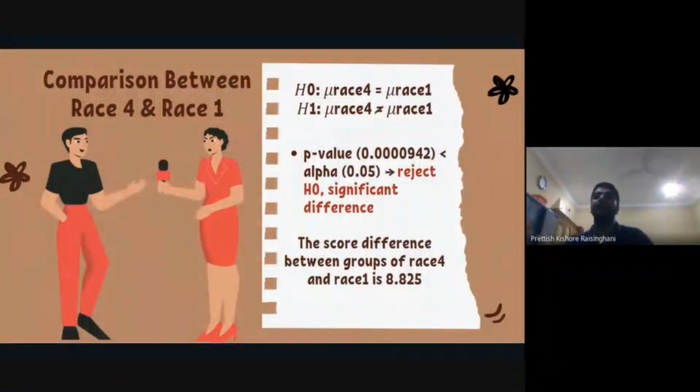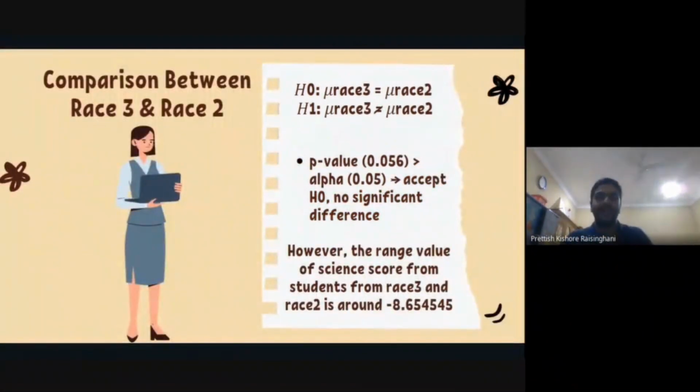In this case, the p-value is less than alpha. This means that there is a significant difference of the science score between the race 4 and the race 1. In this case, the p-value is bigger than alpha again. This means that there is again no significant difference of the science score between the race 3 and the race 2.